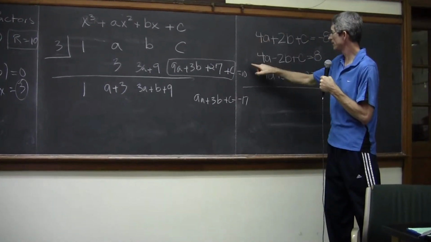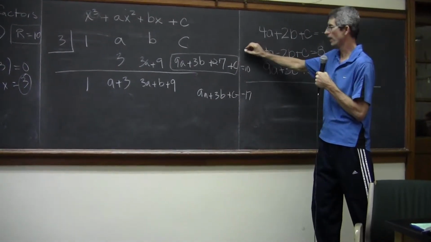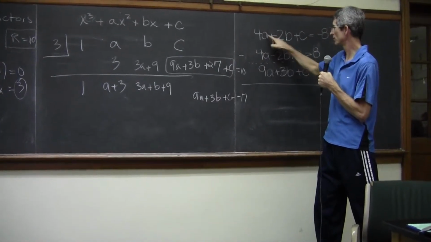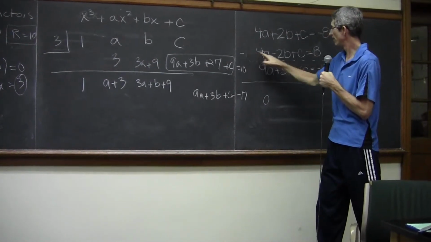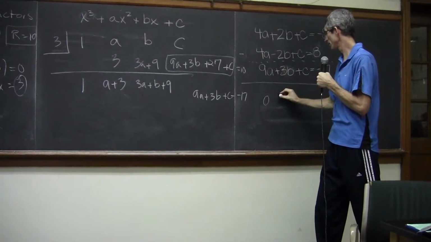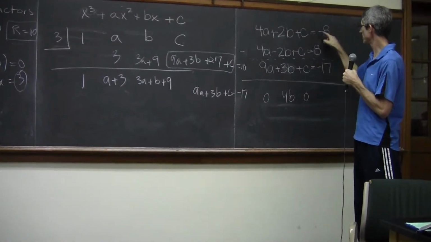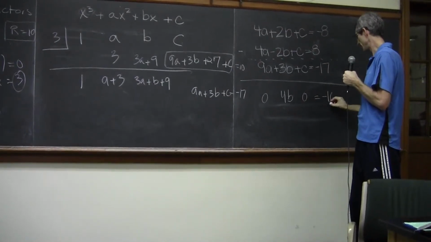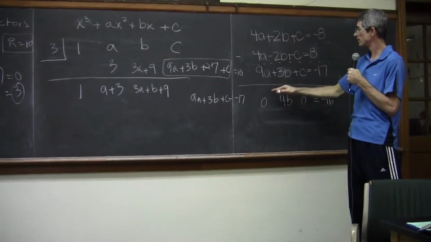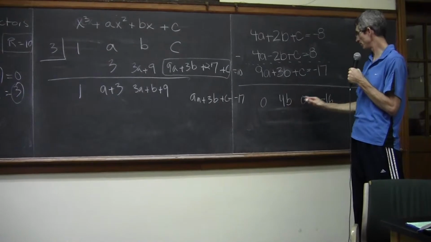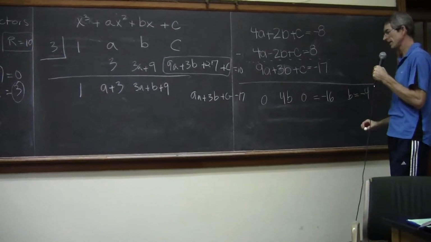So if you combine these two equations, I'm going to subtract this one from this one. 4a minus 4a is going to be 0. 2b minus a negative 2b will be a plus, so that's going to be 4b. And then c minus c is 0. And then negative 8 minus 8 is negative 16. So that was pretty nice. We got lucky. When we combined these two equations, the a's and the c's crossed off. All I had left was 4b equals negative 16. So b is negative 4.